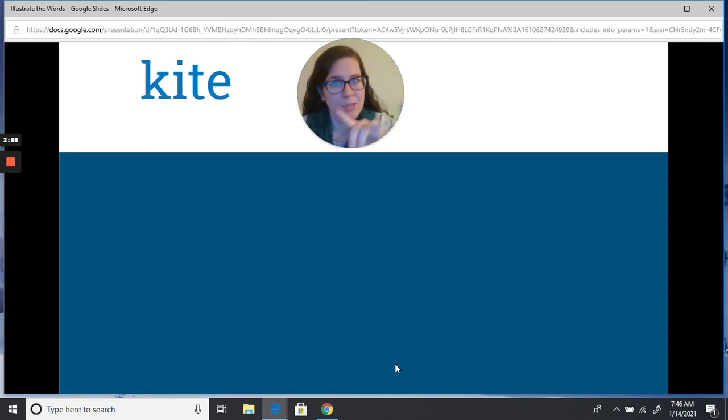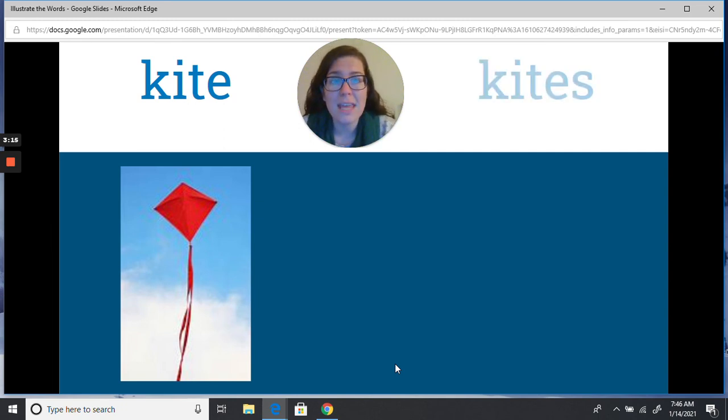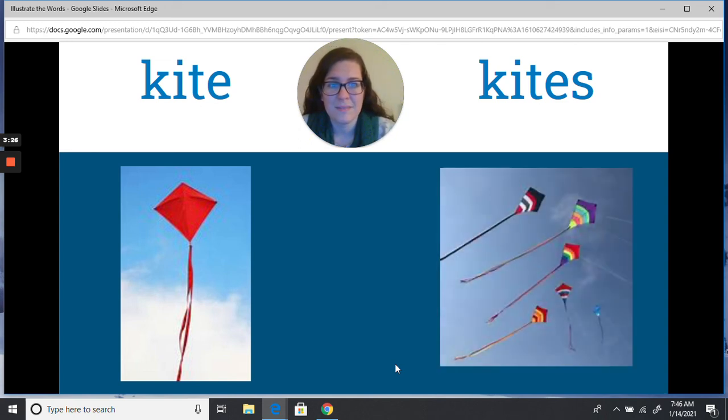K-I-T. Because there's a magic E at the end, the E is silent. The E gives the I the power to use the long vowel sound. K-I-T. Kite. There's one kite. But what if there's more than one kite? Then you add an S to the end. K-I-T-S. Kites. And there you see multiple kites. I see 1, 2, 3, 4, 5, 6 kites. So if there's more than one, you put an S at the end of nouns.